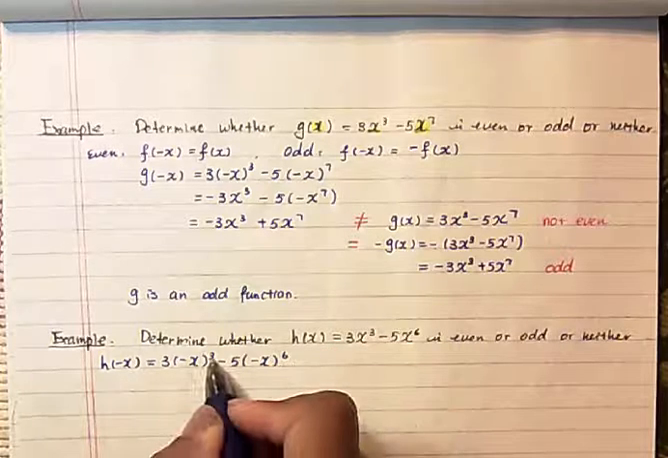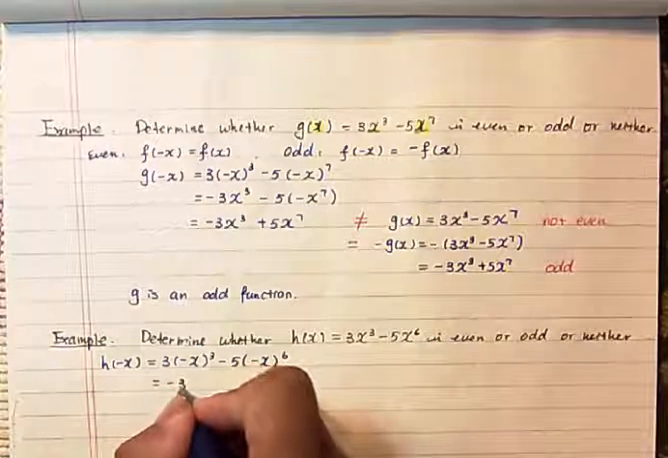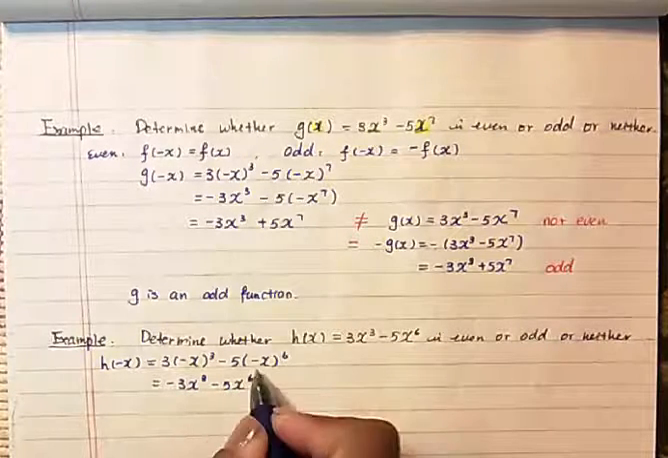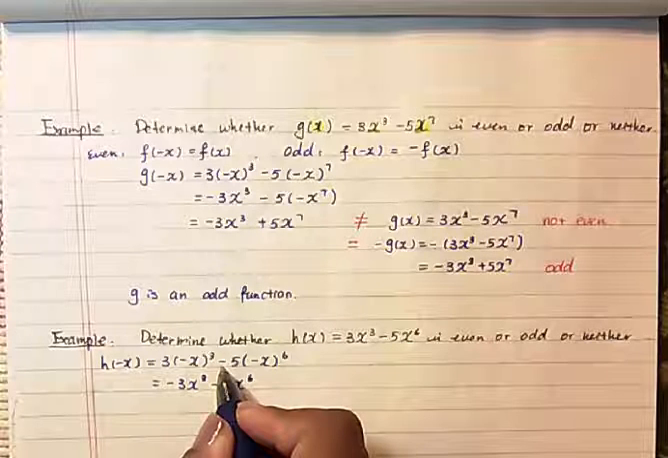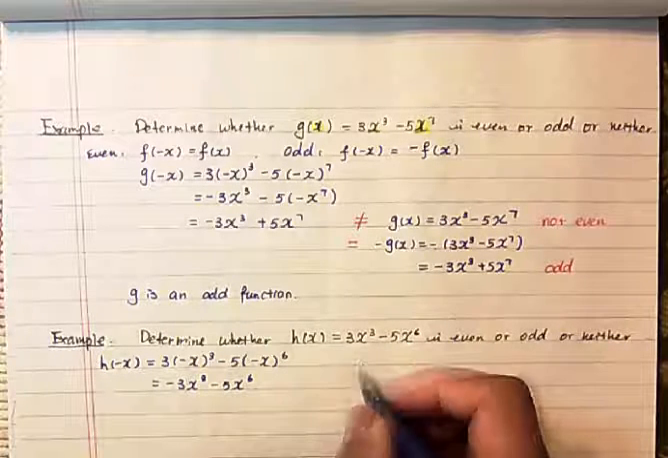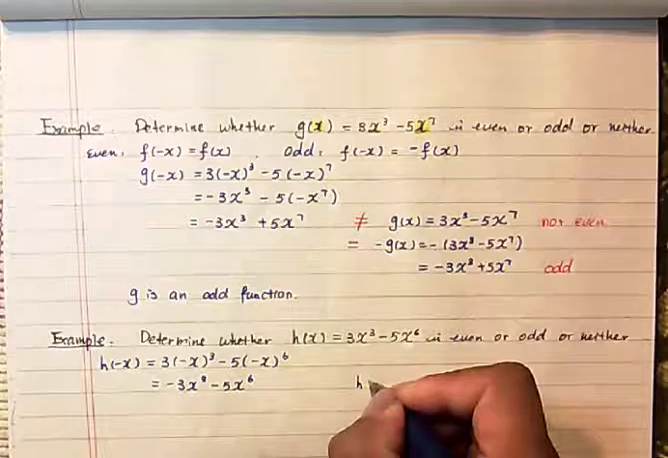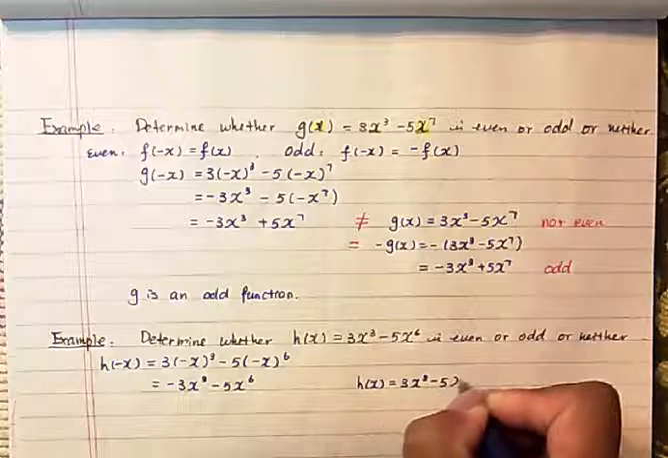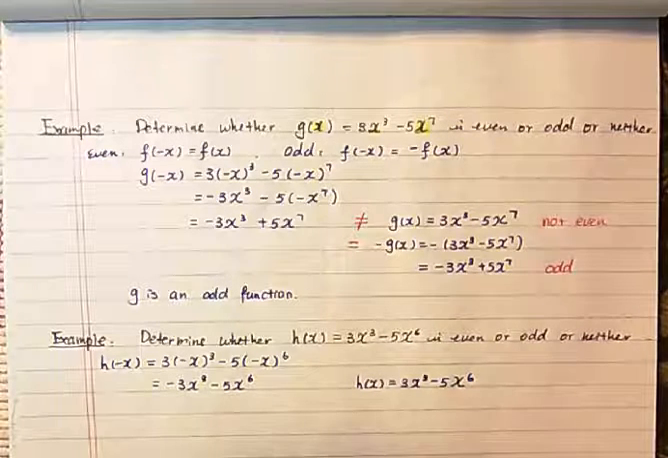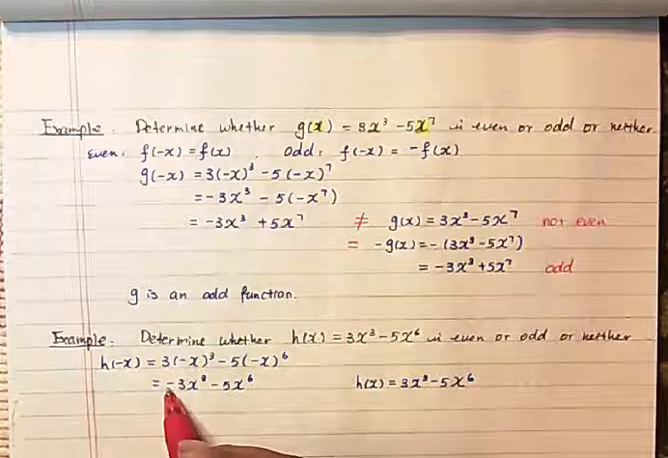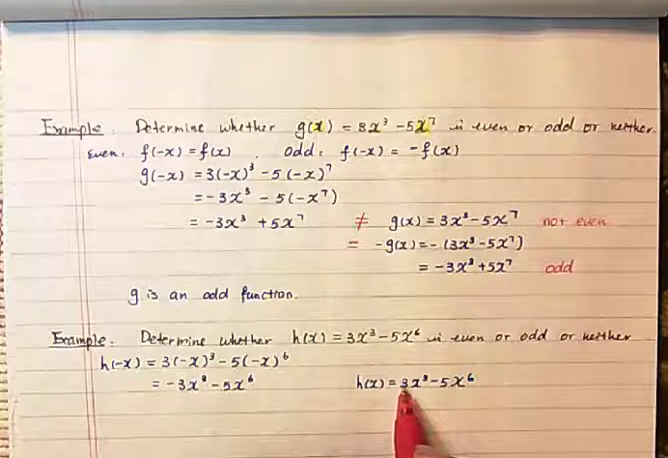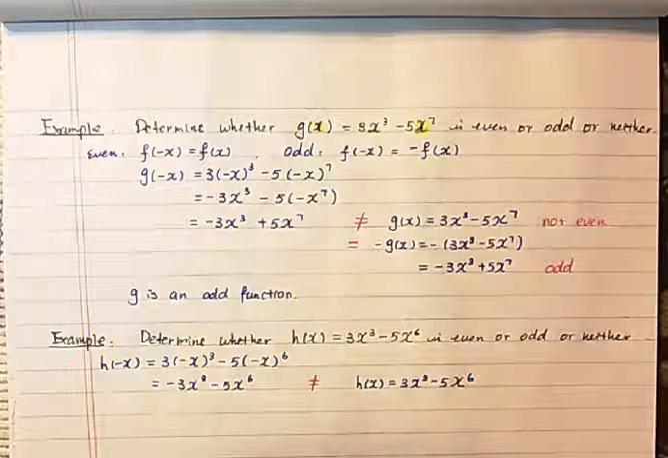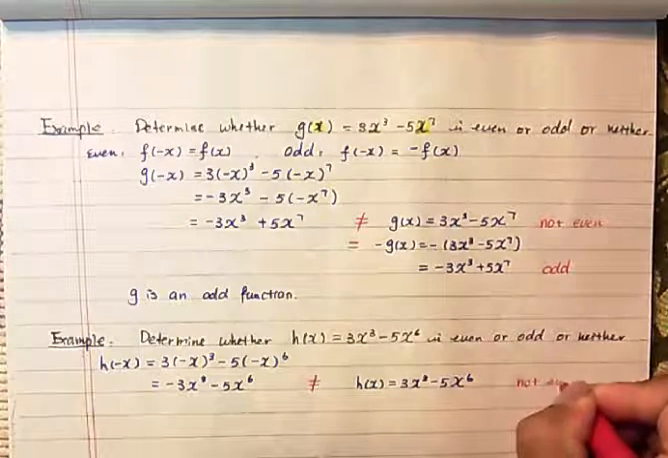With the odd degree, we still get negative. With the even degree, we get positive. Positive in this part, still apply the negative in front of that. So we're still comparing with the original one, h of x equals 3x cubed minus 5x^6. Well, they are not the same, because the coefficient of x to the third power is different. So I can conclude that it's not even.